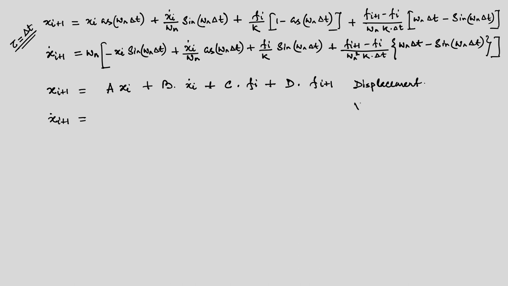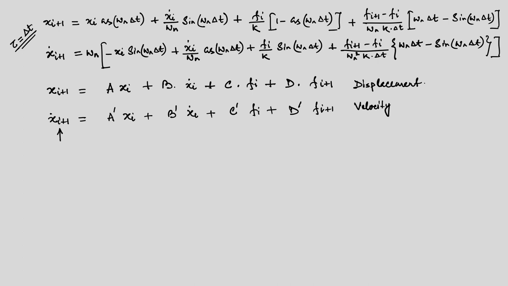And in place of velocity also, you can see a similar pattern. So, we have x i, x i dot, f i and f i plus 1. And their coefficients, we can follow the same notation but with a prime. So, a prime, b prime, c prime and d prime. So, that is the solution for displacement and velocity at time point t i plus 1.